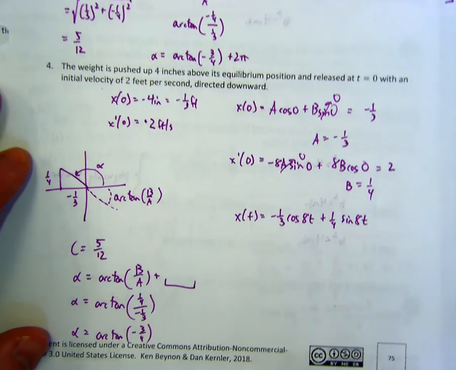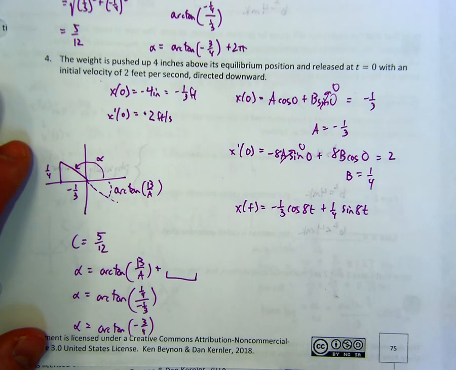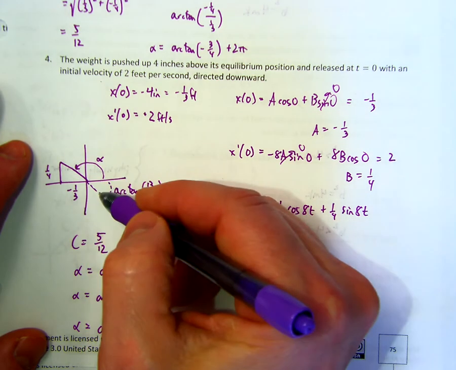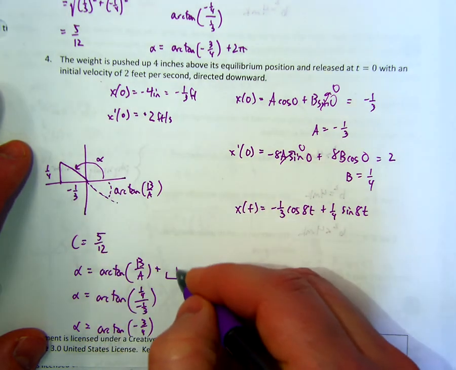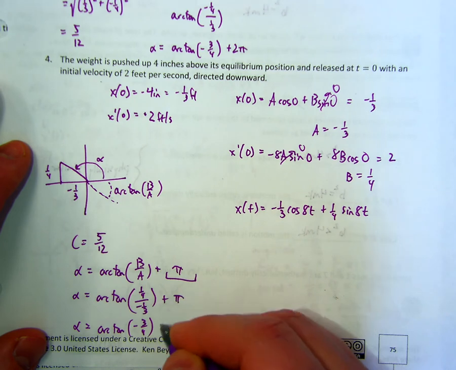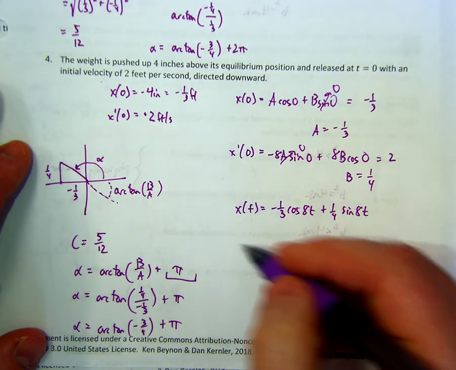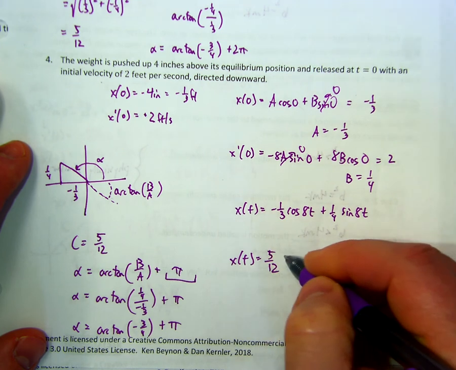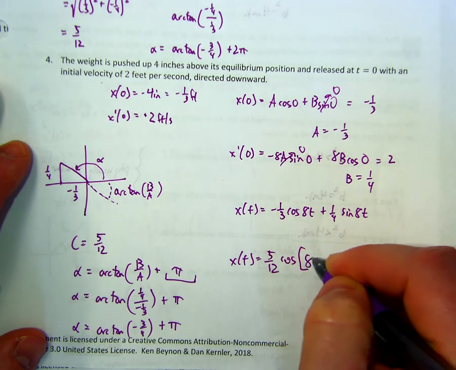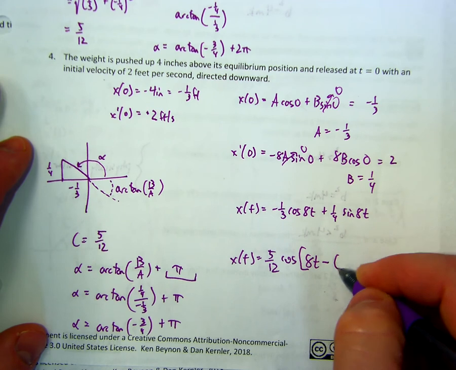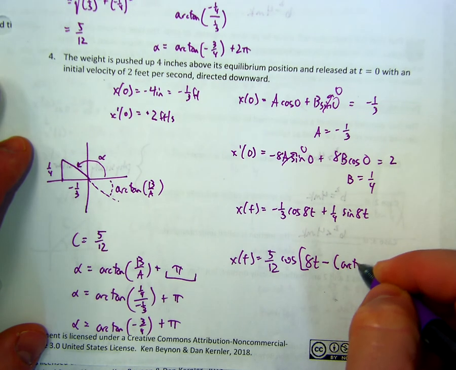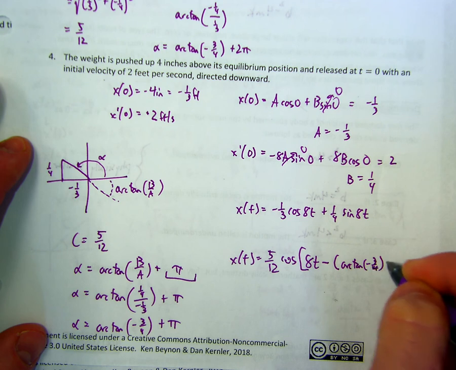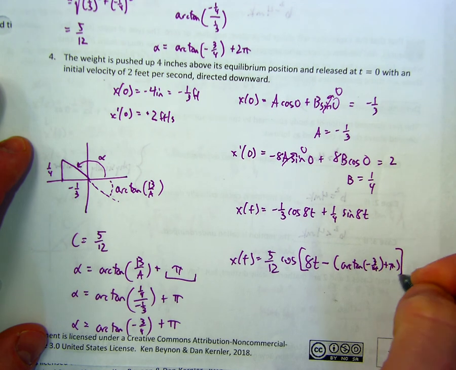So just like the last one, we have arctangent of negative 3/4, but now we want to add, did you figure it out? We want to add pi, right? Plus pi. So then our x of t, our position equation, is 5/12 times the cosine of omega t, 8t, minus, and then in this case it's arctangent of negative 3/4 plus pi.